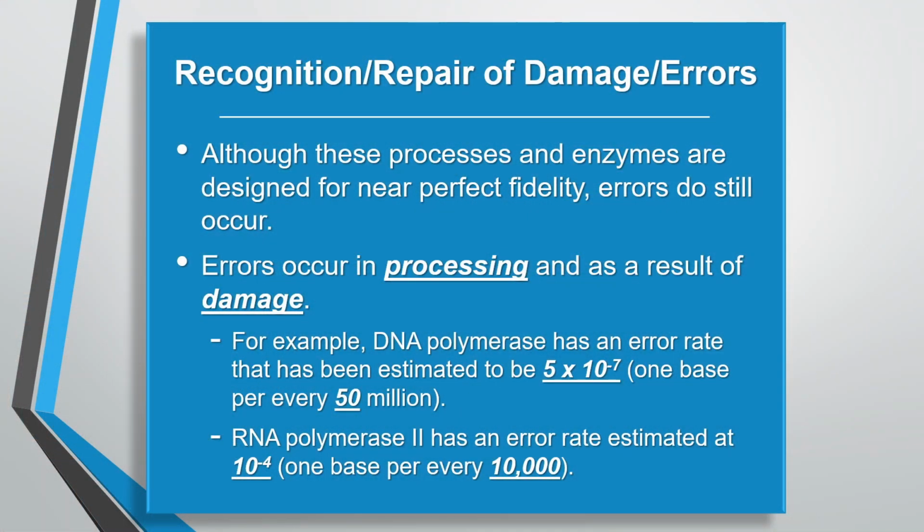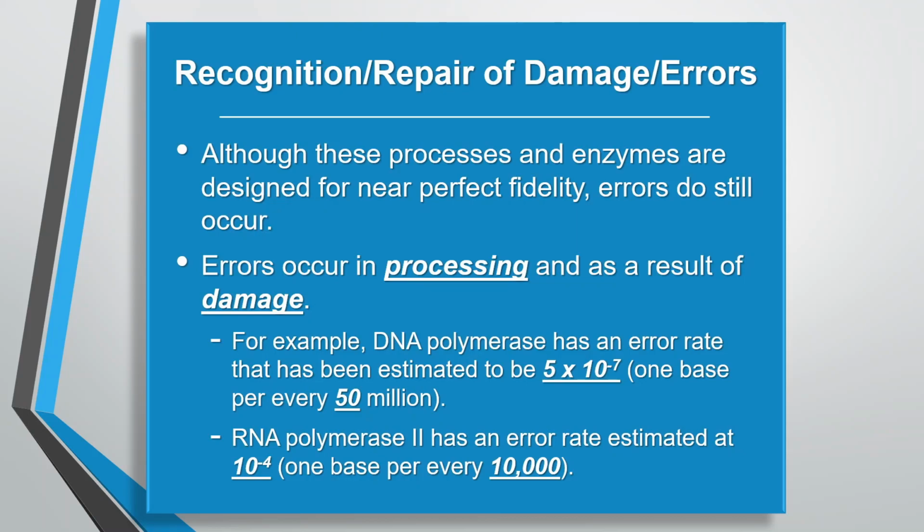Although these processes and enzymes are designed for near perfect fidelity, errors do still occur. Errors occur as a result of damage and mistakes in processing. For example, DNA polymerase has an error rate that's been estimated to be 5 times 10 to the minus 7th, which is one base per every 50 million. And RNA polymerase II has an error rate estimated to be at 10 to the minus 4th, which is one base for every 10,000.